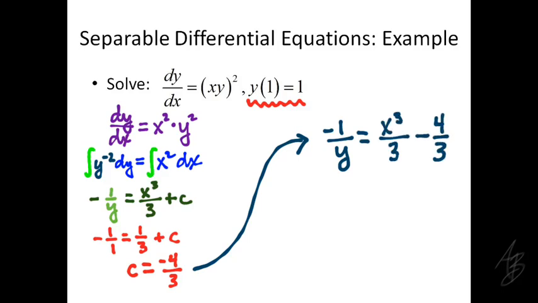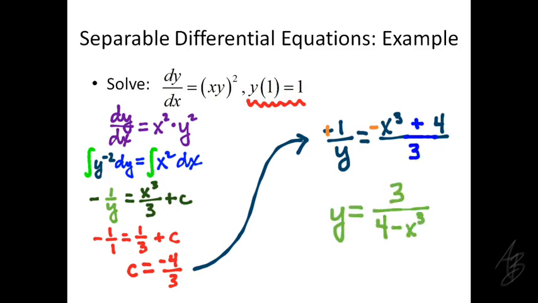If we can, we'd like to get y by itself, so it is an explicitly defined function rather than an implicit function. So we'll start by changing that to a positive 1 over y, we can combine those fractions there and then take the reciprocal of both sides to get this particular solution.